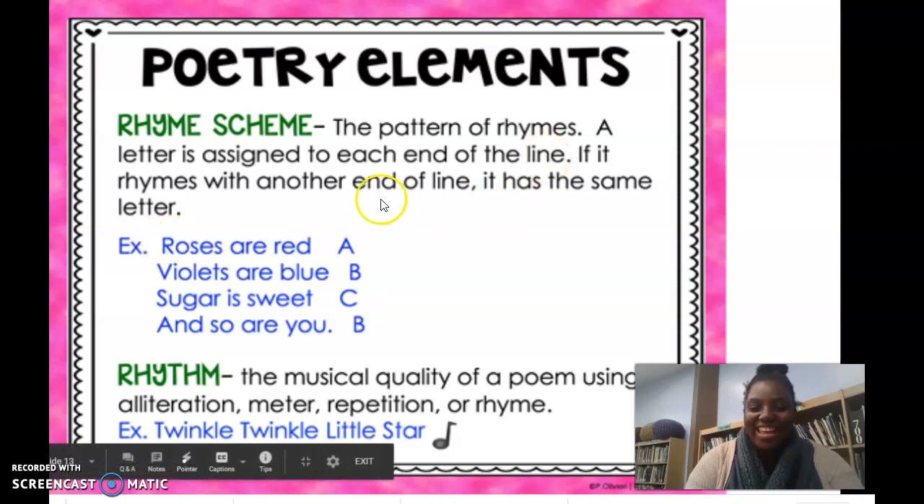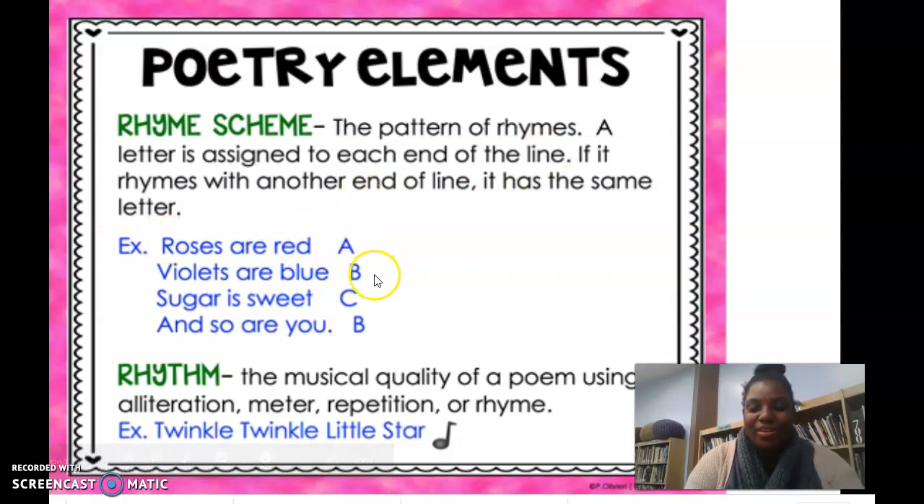Our A is the word red. B is the word blue. So A and B are not the same letter because red and blue do not rhyme. Then C is for sweet. And then we go back to B because the words blue and you rhyme.